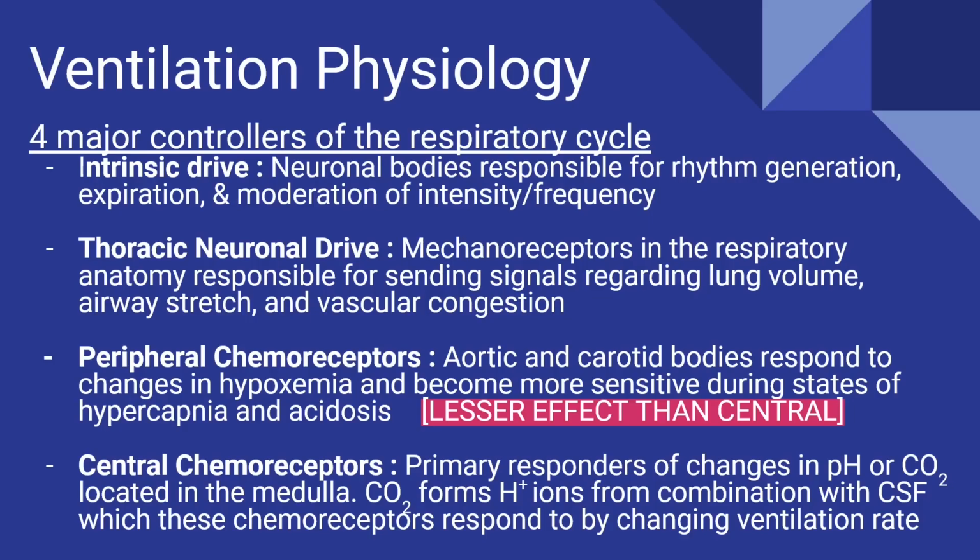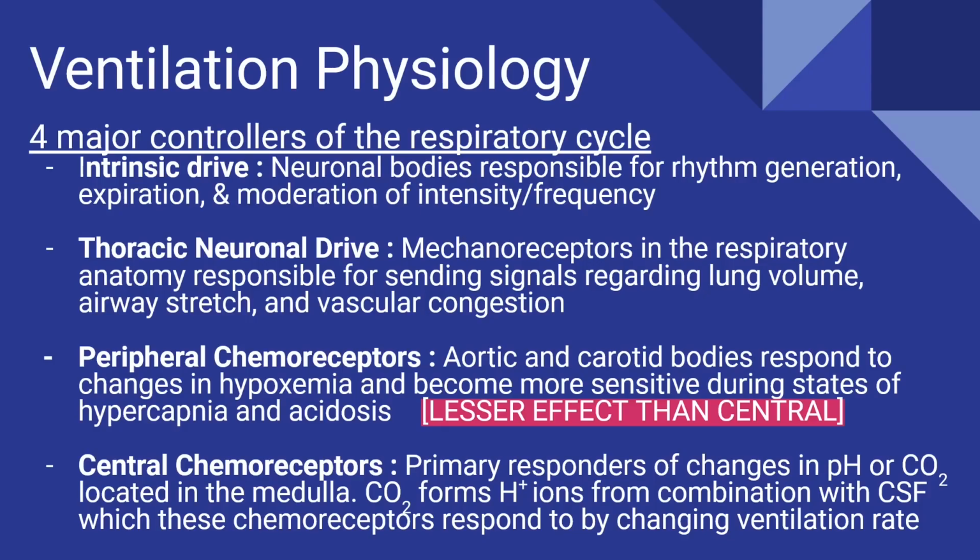There's also peripheral chemoreceptors, so chemoreceptors in the aortic and carotid bodies. They sense more of a hypoxemia, so a low oxygen content, and they become more sensitive in states of hypercapnia and acidosis, but they have a lesser effect than the body's primary responder of CO2.